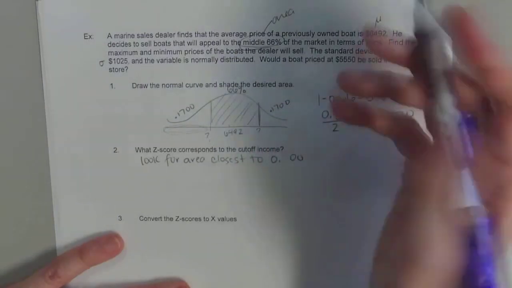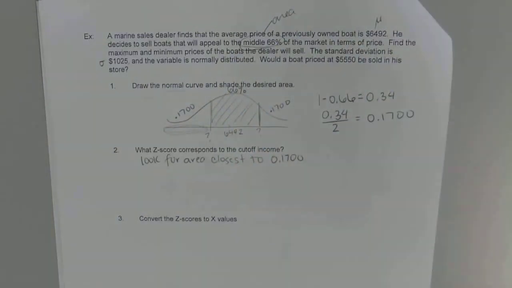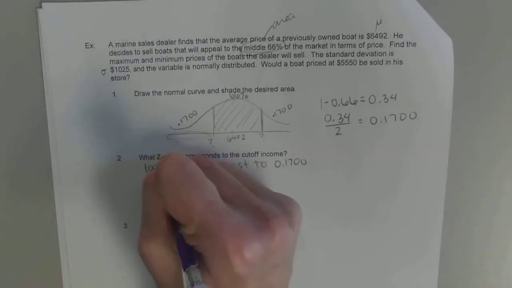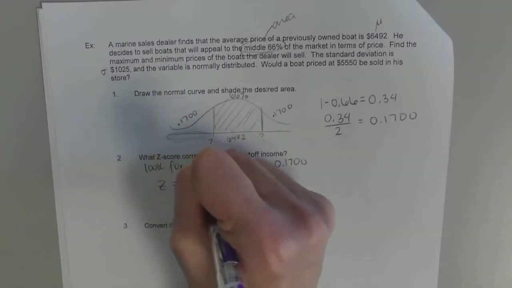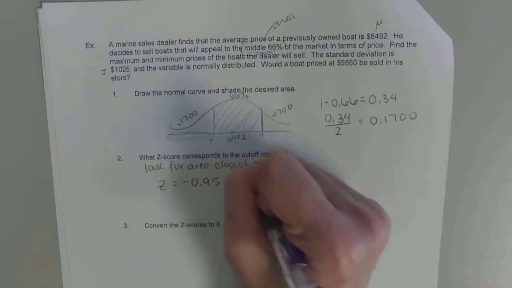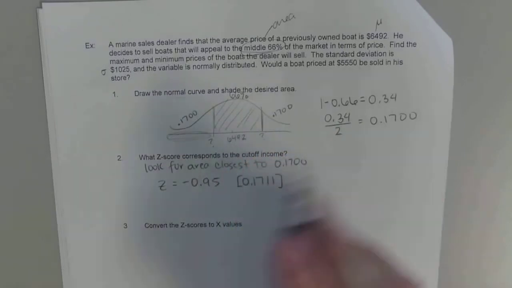My 1,700 looks a little weird. 1,711. Is 1,711 the closest we can get? Let me catch up with you guys. Yes. So again, scrolling real quickly, you'll find 1,711 or 1,685. 1,711 is 11 over, 1,685 is 15 under. So 1,711 is a z-score of what? Negative 0.95, so that goes with 1,711.